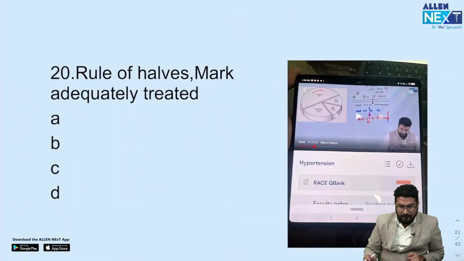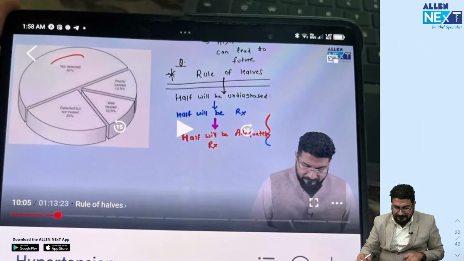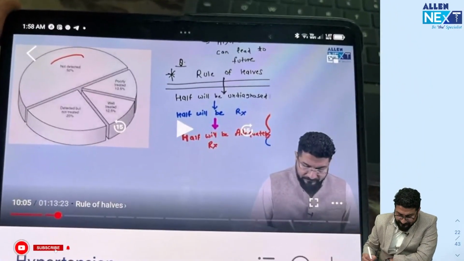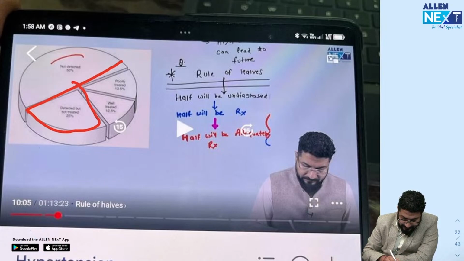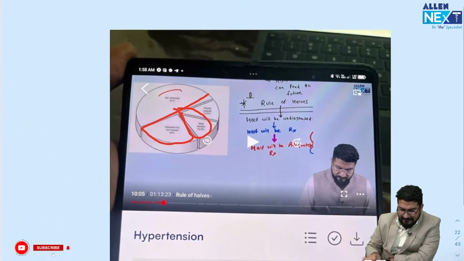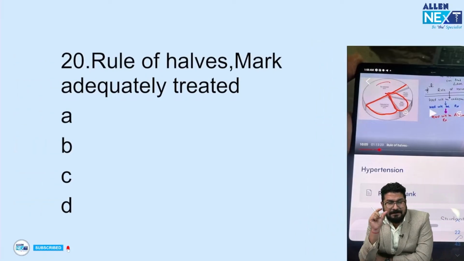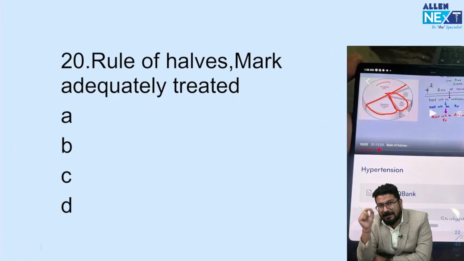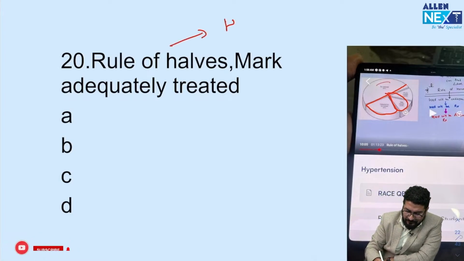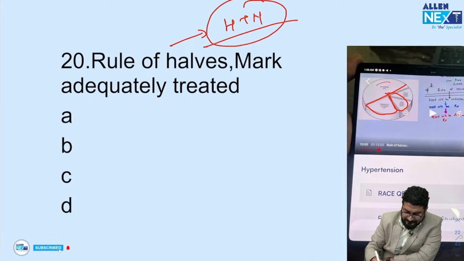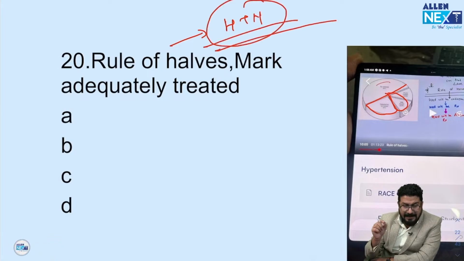Okay, then this was a question on the rule of half. We have discussed the rule of half. Again, a circle was given, so you can see half will be diagnosed, out of this half will be treated, and half of those will be adequately treated. I think there was a question based on the circle, asking how much percentage. Half of half of half means around 12.5% will be adequately treated. The rule of half is basically for hypertension.